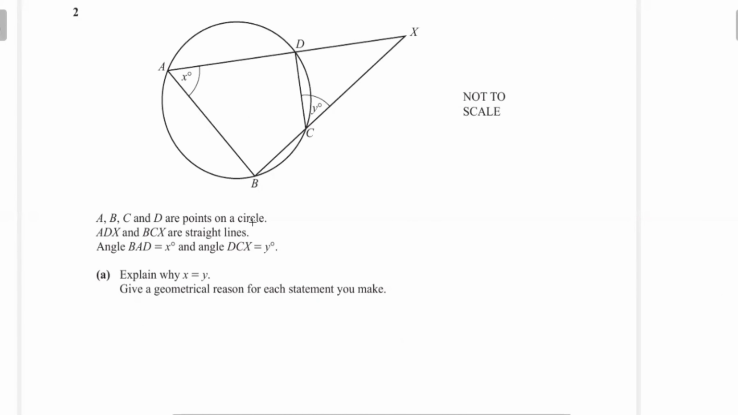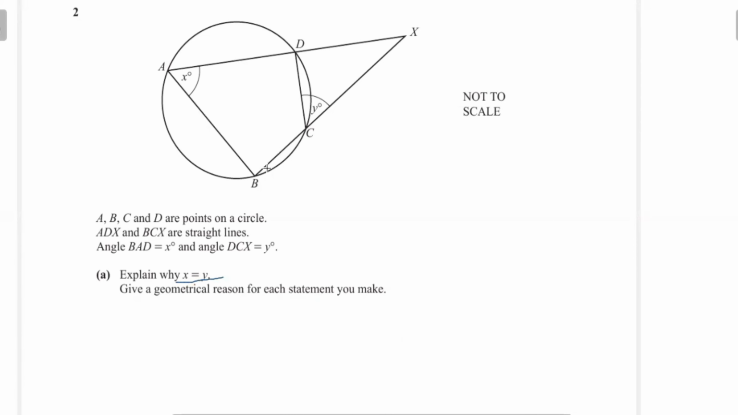A, B, C, D are points on a circle. ADX and BCX are straight lines. Angle BAD is x degrees. Angle DCX is y degrees. Explain why x equals y. Give a geometrical reason for each statement. We have to prove that x equals y.